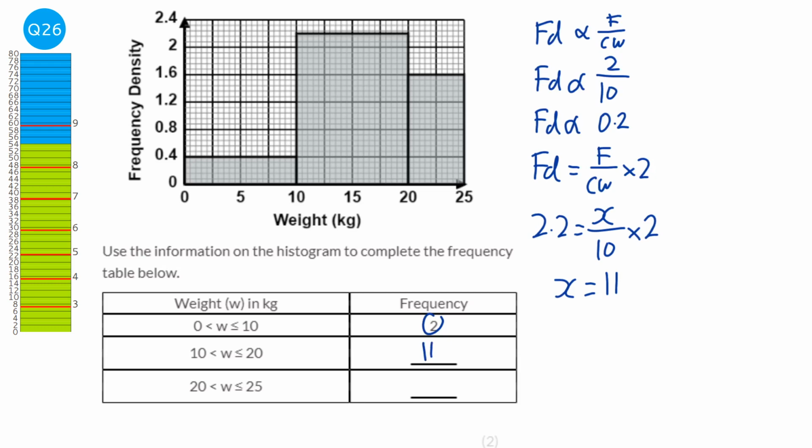And for the next one, it has a frequency density of, is that 1.6? So it'd be 1.6 equals, and we'll just call this x as well, over, it's not 10, it's going to be 5, times 2. And we're going to divide both sides by 2, that would be 0.8 on the left, and then times by 5, and that will give us 4. So our frequency is going to be 11 and 4.